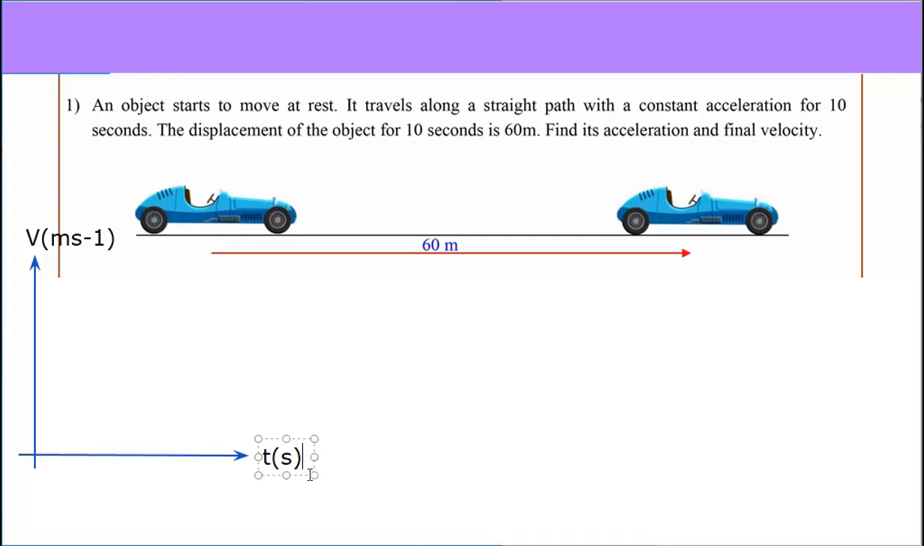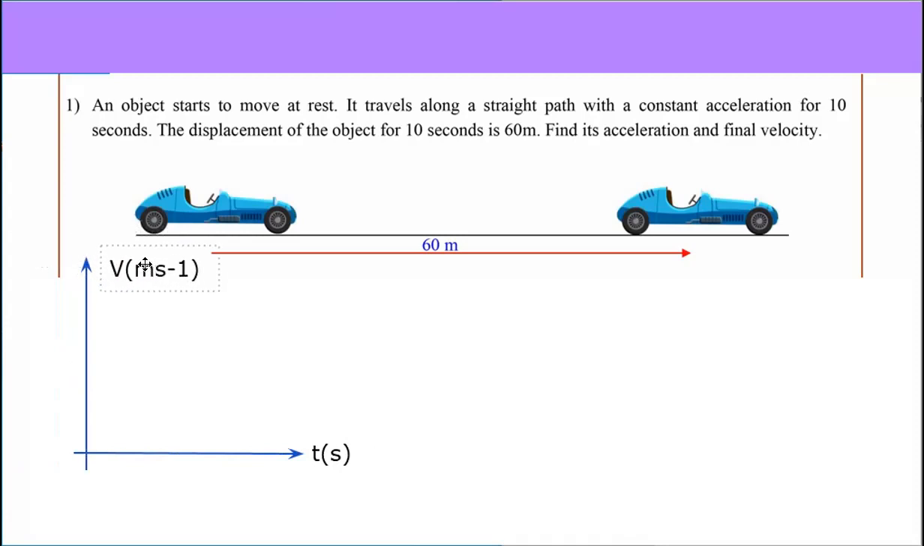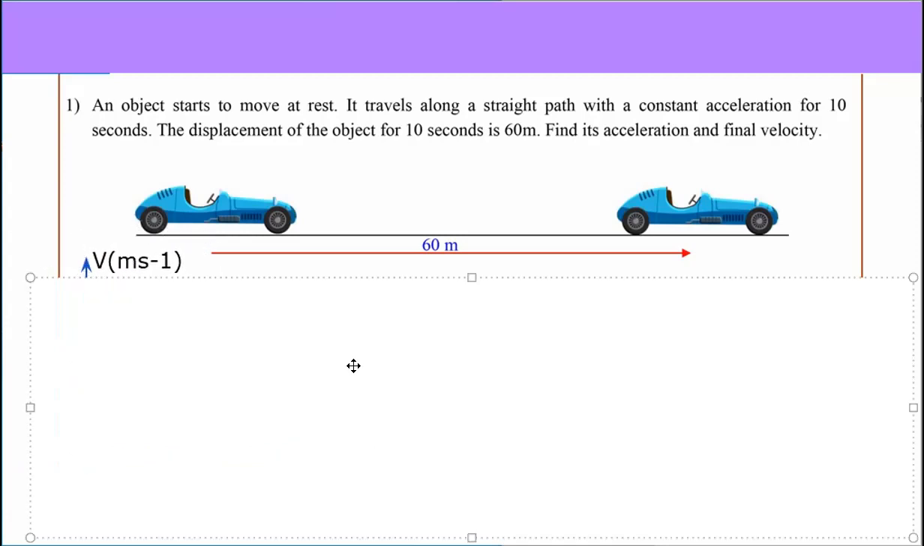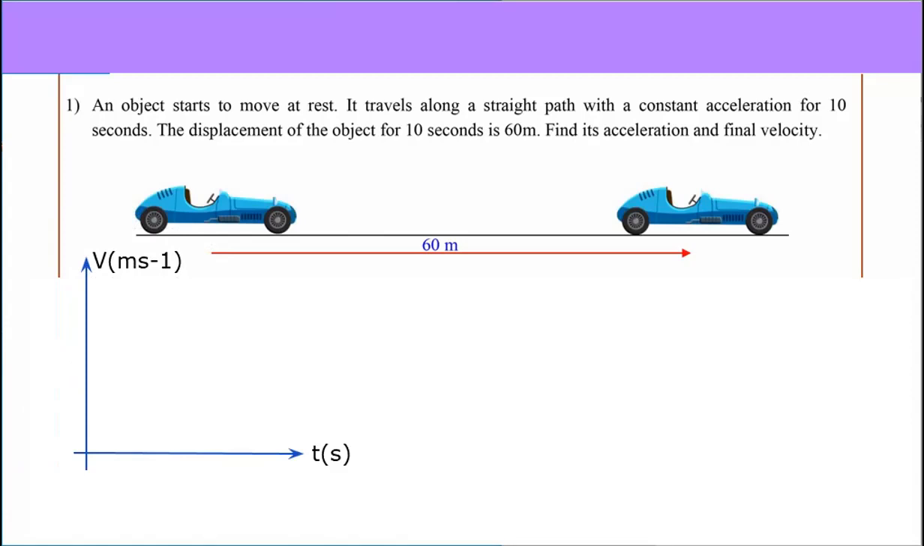So for constant acceleration, let me move this a little bit here, otherwise you will not be able to see things properly. So this is the x-axis and y-axis. We want to represent constant acceleration. Its motion starts at rest, therefore the graph should start at the 0 point. So this is constant acceleration. This is how we represent constant acceleration.